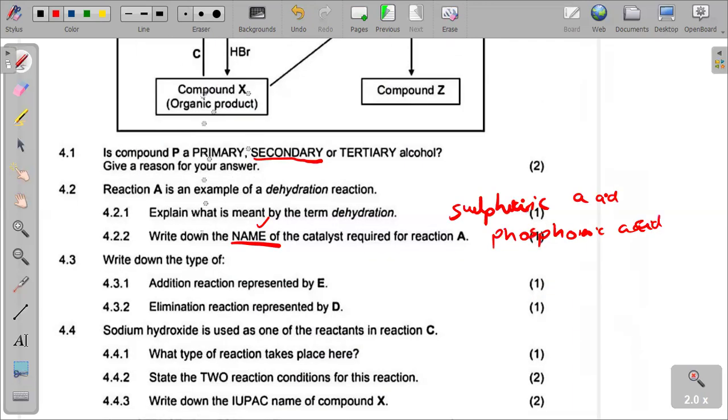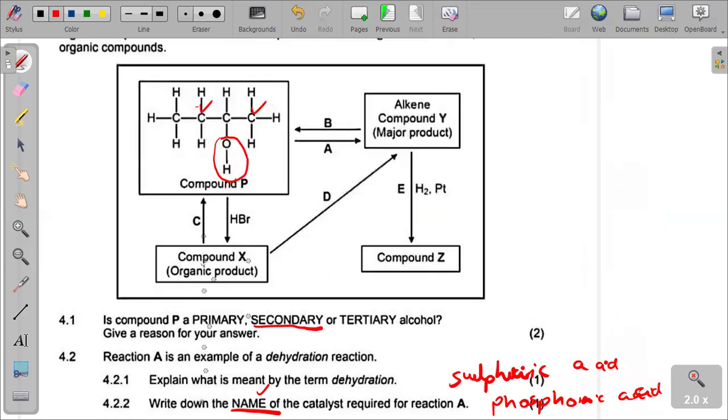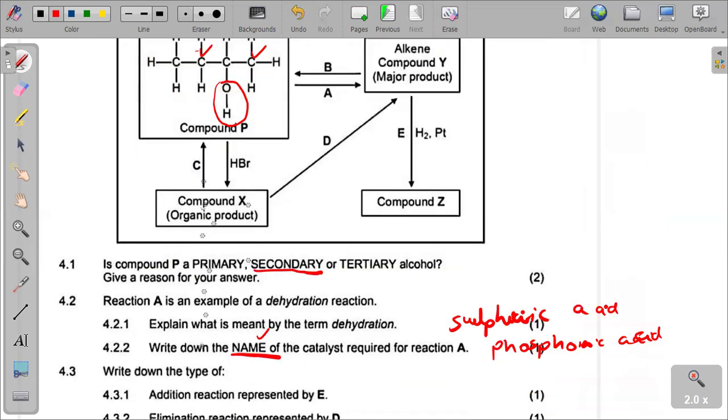It's saying, write down the type of addition reaction represented by E. So indeed, E is an addition reaction because it is a reaction in which alkenes undergo change to form saturated organic compounds. But what name is that addition? What is being added to the alkene? We are adding hydrogen. So that's hydrogenation. And since it is hydrogenation, we need a catalyst. We can use platinum, palladium, or nickel, any one of them.